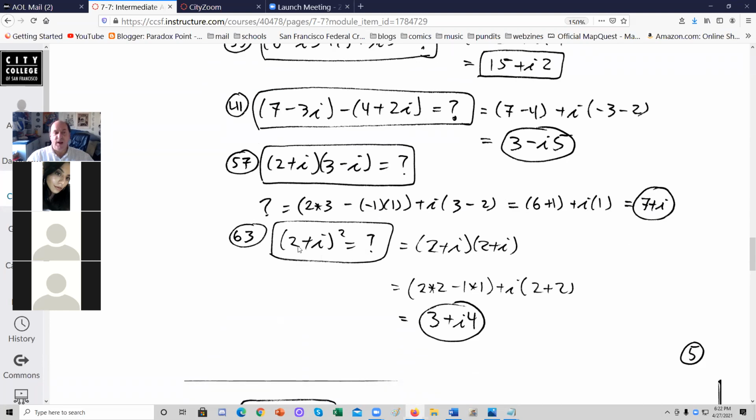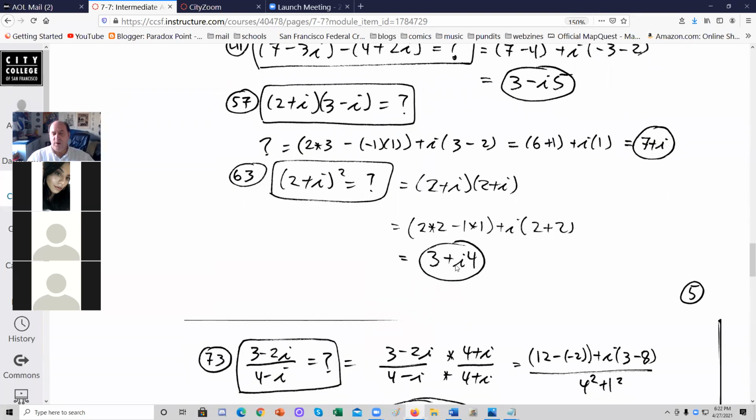This is the square of a complex number. 2 plus I squared, or in other words, 2 plus I times 2 plus I. So 2 times 2, that's 4. I times I is a minus 1. I times 2 plus 2 times I, it's I times 2 plus 2. So this is 4 minus 1 is 3, plus I times 2 plus 2 is 4. 3 plus I, 4.